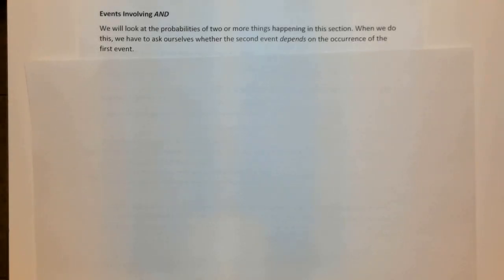All right, now we're going to talk about events involving "and." So we're going to look at the probabilities of two or more things happening in this section. In the past, we looked at just the probability of one thing happening. So when we do this, we have to ask ourselves if the second event depends on the occurrence of the first event. And we're going to look at both cases.